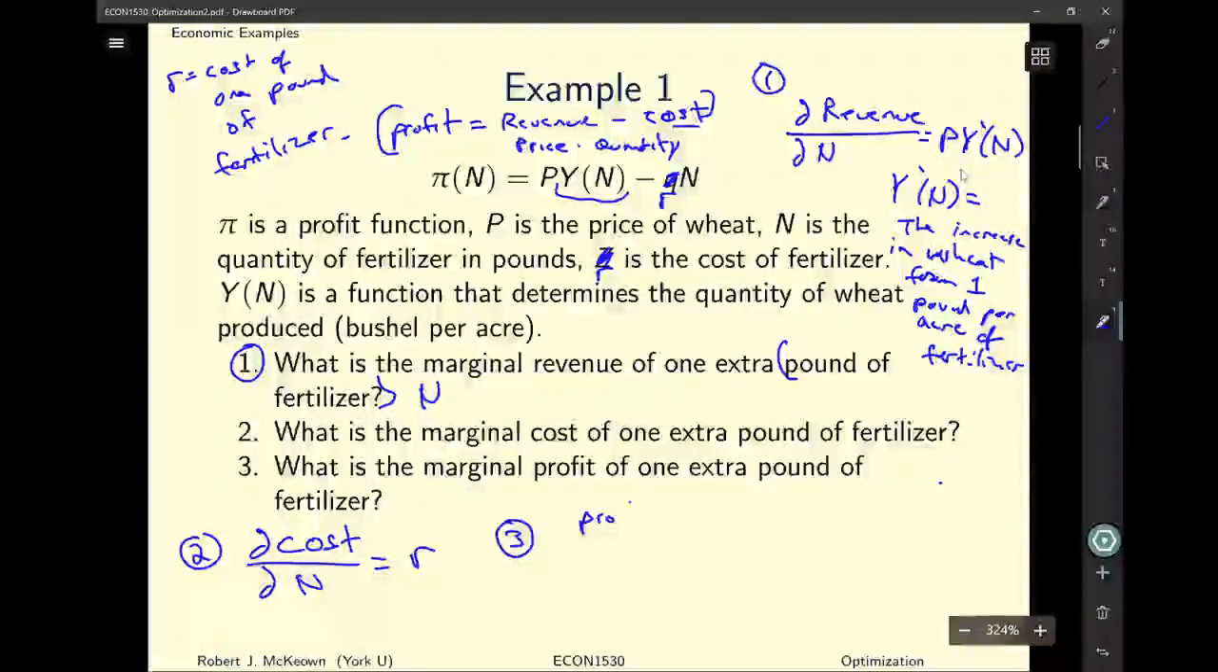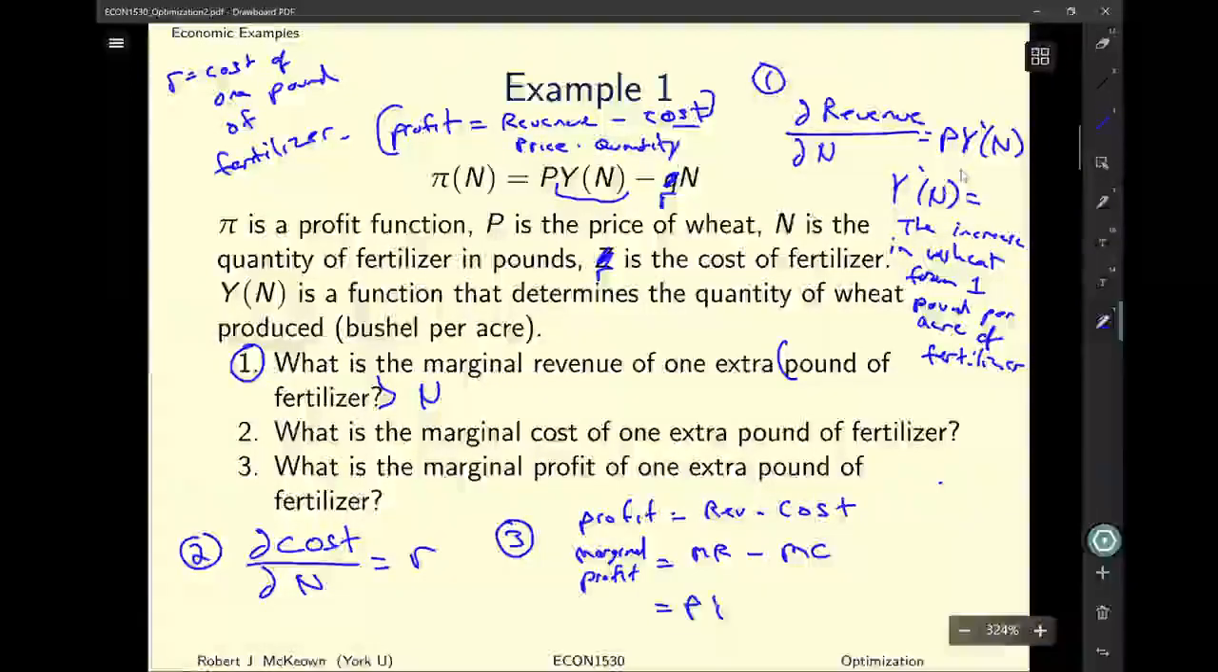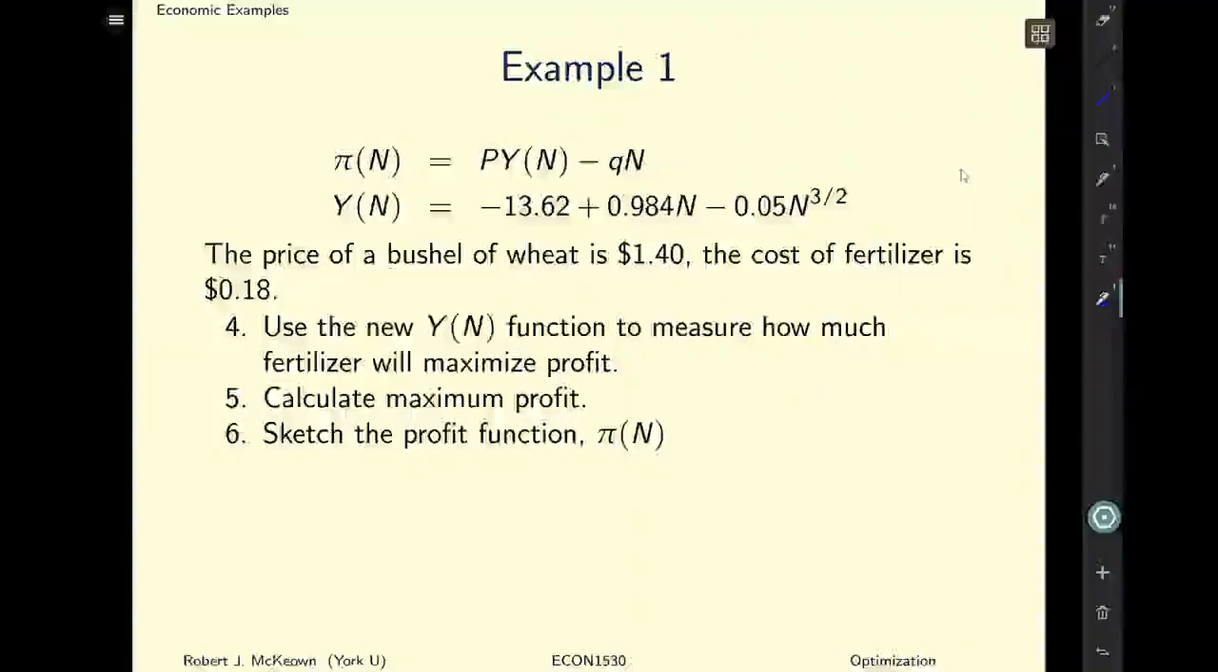Well, I told you profit is equal to revenue minus cost. And marginal profit is equal to marginal revenue minus marginal cost. And so marginal profit is just going to be equal to Py prime n minus R. So there we put all of it together, added some economic intuition to this expression. Let's continue with example 1.